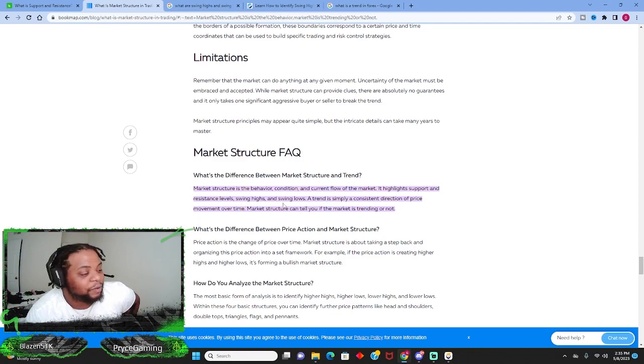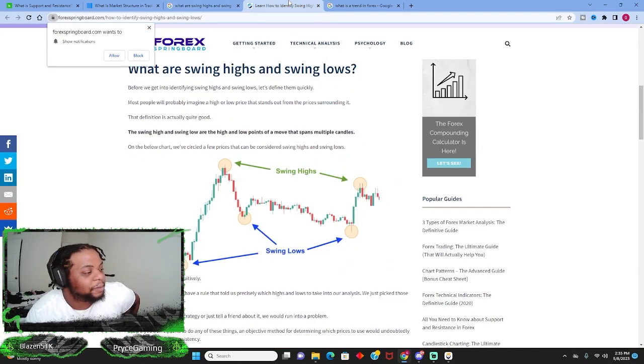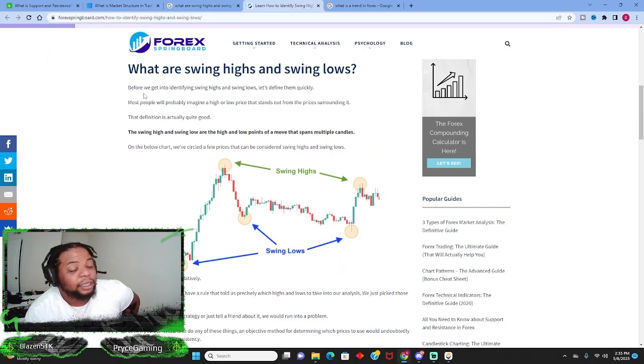Support, resistance levels, swing highs, swing lows. So we about to figure out how to identify swing lows. It does say before we get into identifying swing highs and swing lows, let's define them quickly. Most people will probably imagine a high or a low price that stands out from the prices surrounding it. That definition is actually quite good. The swing highs and swing lows are the high and low points of a move that spans multiple candles.